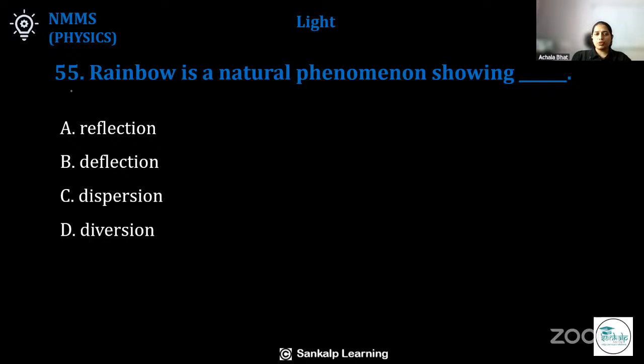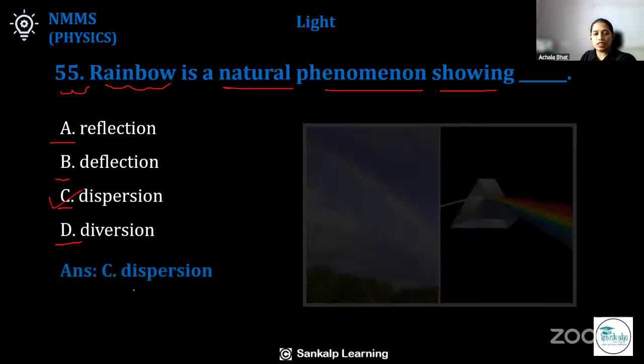Let us see question number 55 of NMMS Physics Chapter Light. Rainbow is a natural phenomenon showing dash. Option A, reflection, B, deflection, C, dispersion, D, diversion. Which one is the correct option? Actually, we already discussed the concept related to this question. Yes, option C, dispersion is correct.